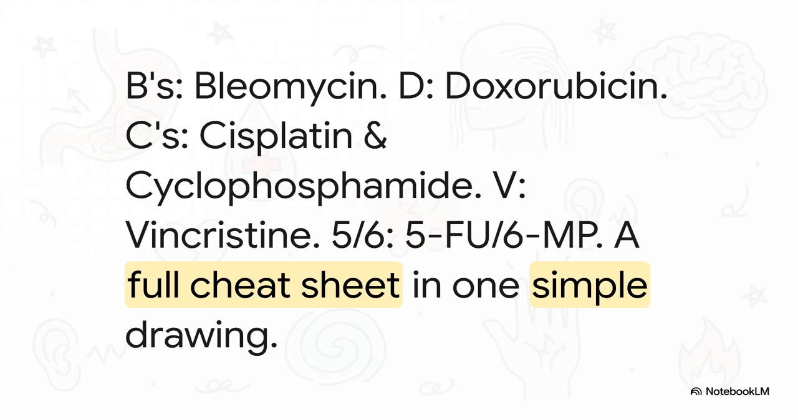Let's do a quick rapid-fire review to really burn it into your brain. Two B's in the chest for bleomycin and pulmonary fibrosis. A D-shaped heart for doxorubicin's cardiotoxicity. A C-shaped bladder for cyclophosphamide cystitis. C's on the ears and kidneys for cisplatin's dual toxicity. And V-shaped limbs for vincristine's neuropathy, plus the numbers 5 and 6 for 5-FU and 6-MP's myelosuppression. It's a whole cheat sheet in one simple drawing.